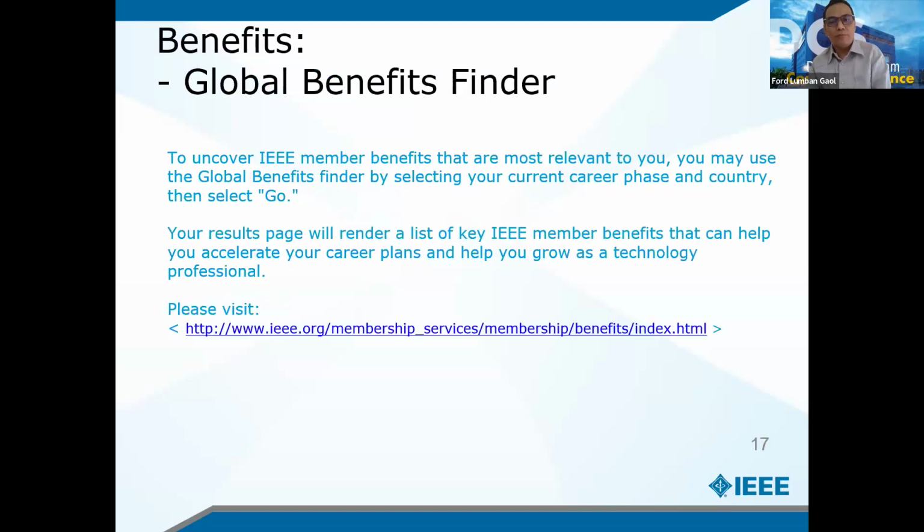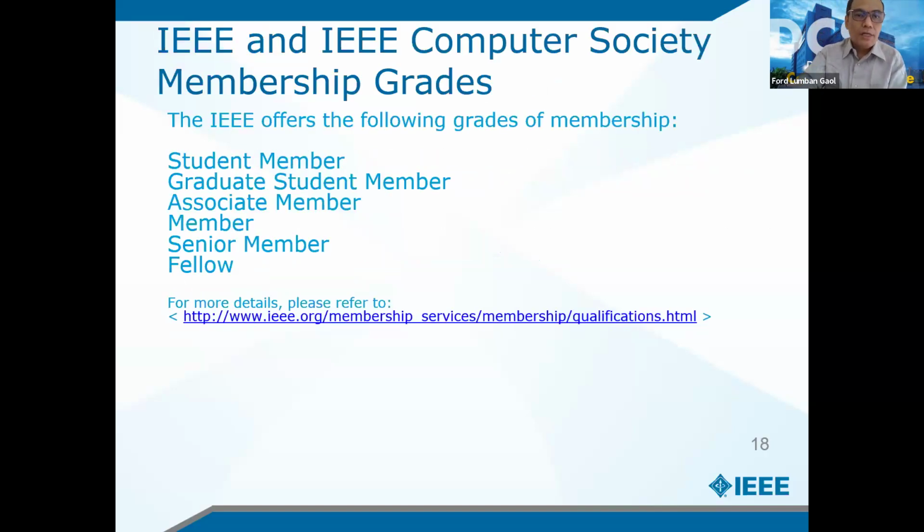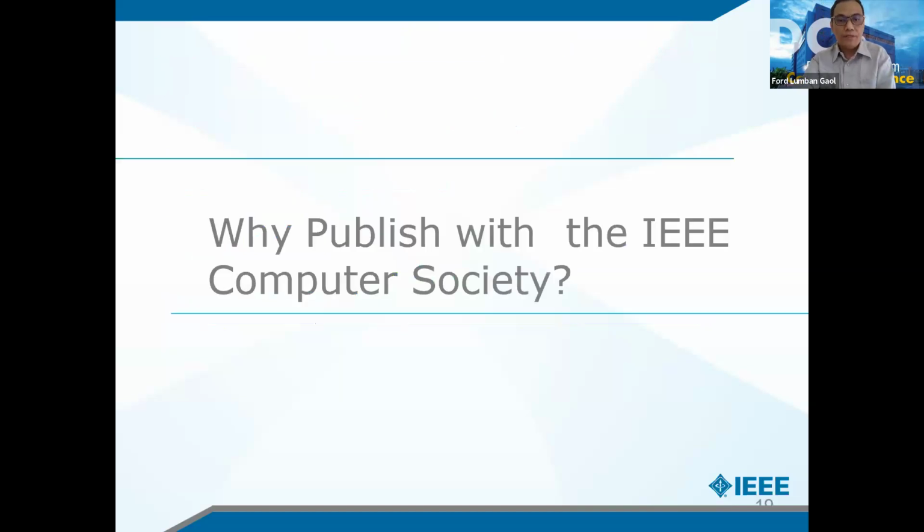The other one is the global benefit finder, especially for finding your current career path. If you want to look and match, for instance, a career or even find a new job, it is important as well. And as we know, the most important is that we also offer membership grades: student member, graduate student member, associate member, senior member, and fellow. This is important as well.